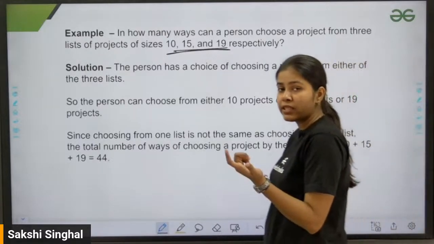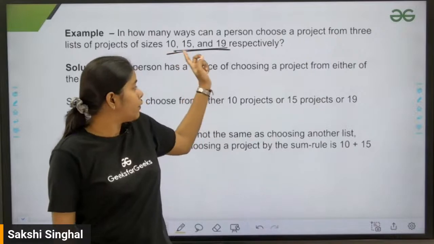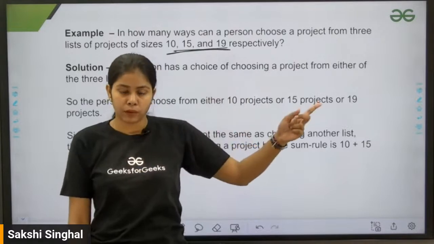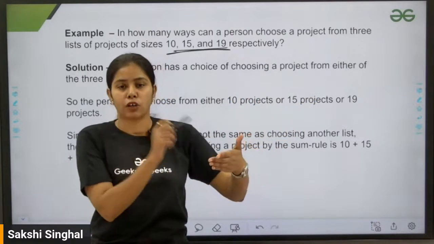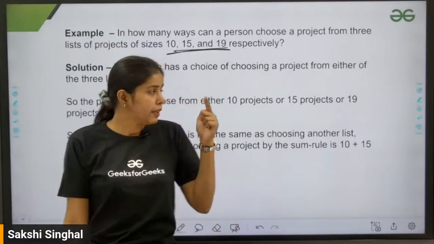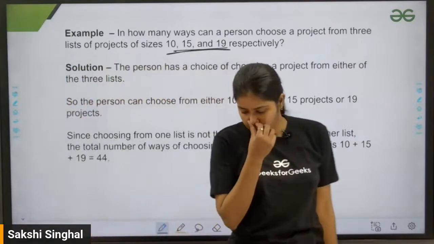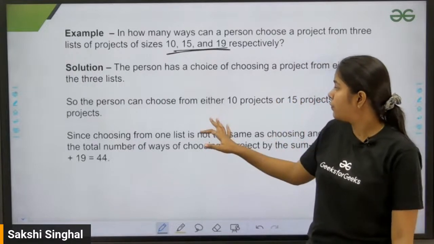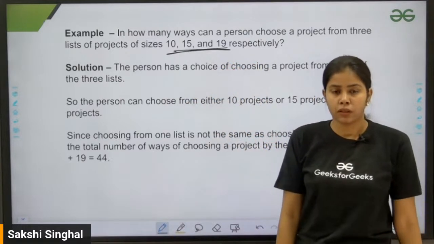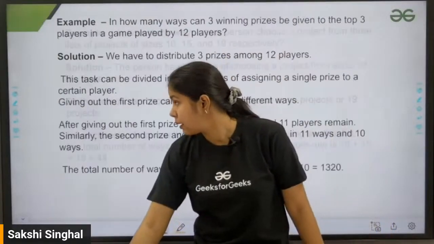Like this, you can see that he has to choose one project out of these 10, 15 and 19. So that means these are n1, n2 and n3 tasks, and you can use the sum rule, right? Because he can choose from the 10 option or the 15 option or the 19 option, like we have taken in the veg and non-veg example, right? So the total number of ways will be 10 plus 15 plus 19. That would give you the total number of ways he can choose a project, right? Let's take another example.